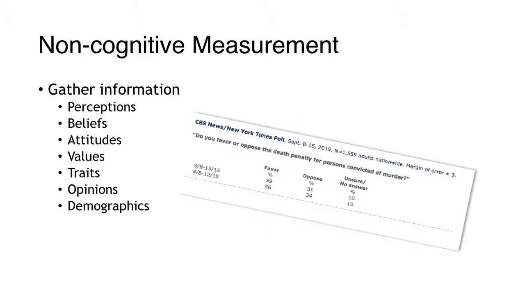We often need demographic information when we're doing studies, such as ethnicity, socioeconomic status, gender, age, etc. Those are not cognitive measures. So we need tools that measure these kinds of traits or characteristics.